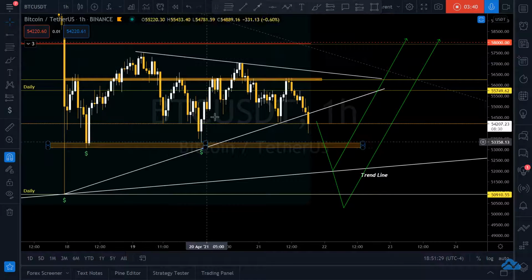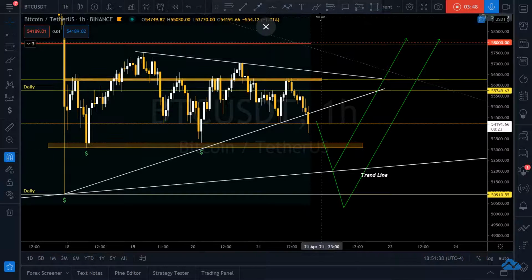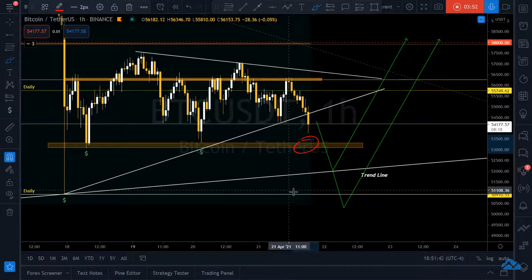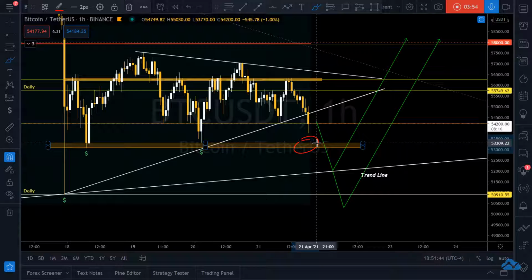Like here. We had a bounce here. We had a bounce here. Every time price hit this area, this zone, we had a bounce. Be prepared for it. Just be prepared for it. Where is this located? This is at 53300. Call it 53300.